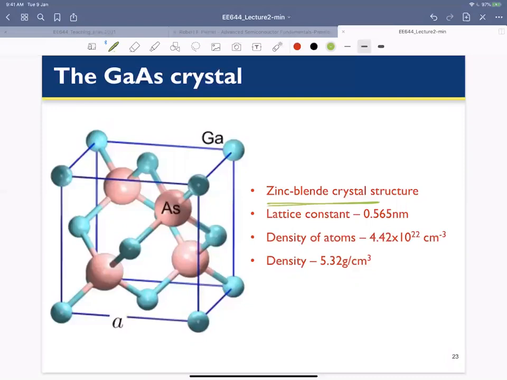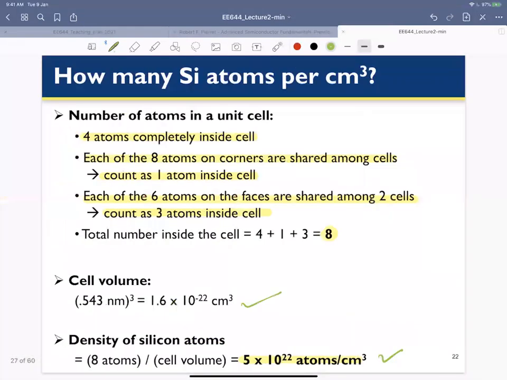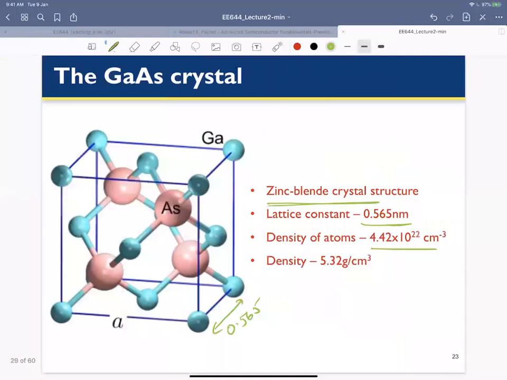So gallium arsenide has the zinc blende crystal structure, and here the lattice constant is 0.565 nanometers. Similarly, you could calculate the density. The density of atoms is 4.42 into 10 to the 22 per centimeter cube, a little bit less than silicon, and this is atomic density. From the weight perspective, it is 5.32 grams per centimeter cube, right?